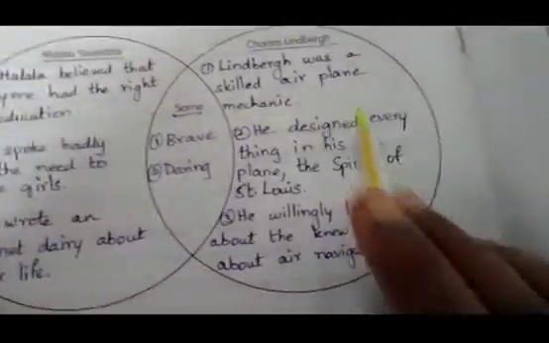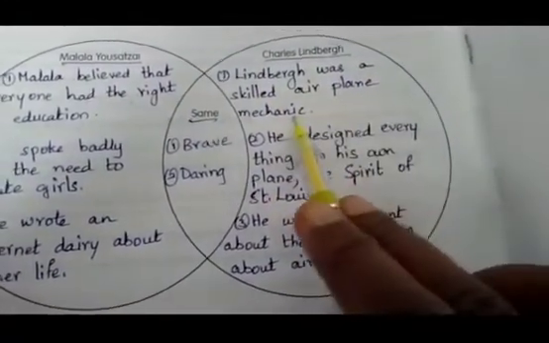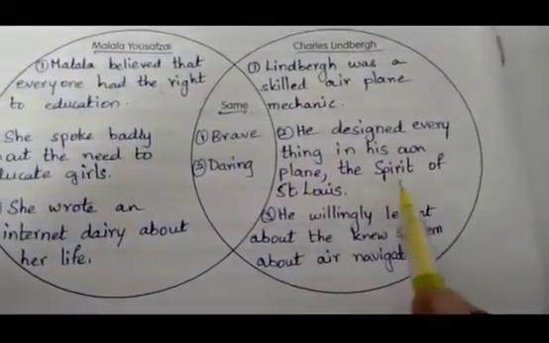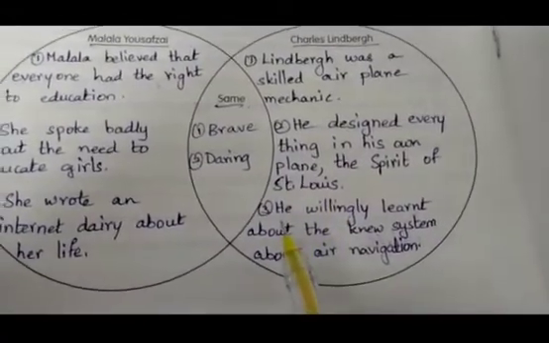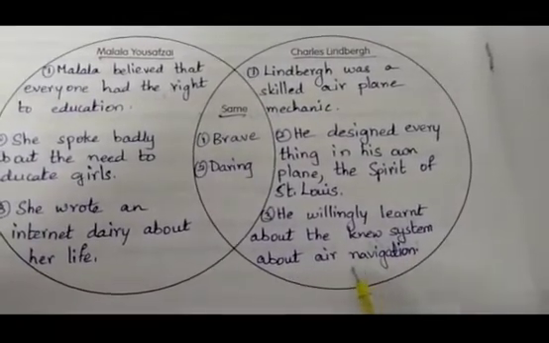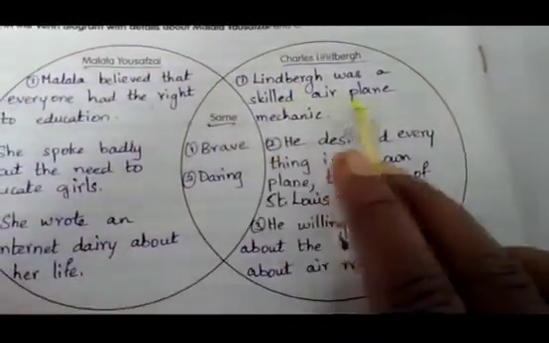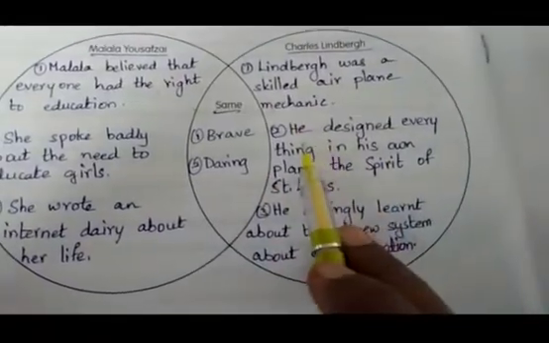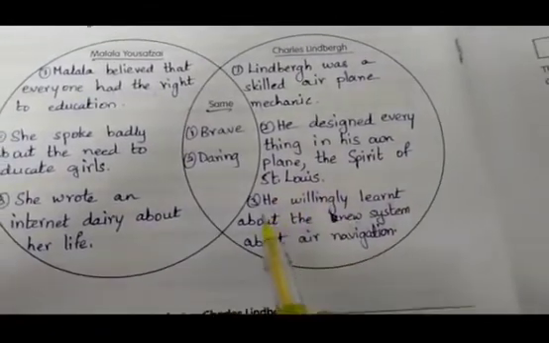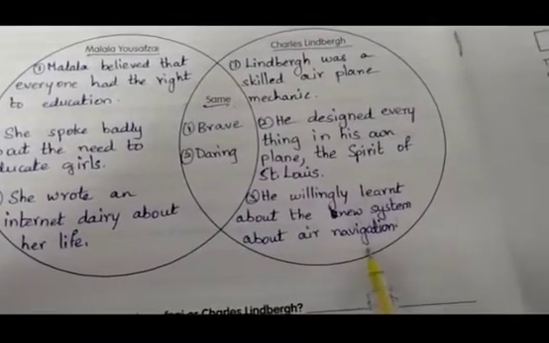Okay, and here I wrote about Charles Lindbergh. First point, Lindbergh was a skilled airplane mechanic. Second point, he designed everything in his own plane, the Spirit of St. Louis. Third point, he willingly learnt about the new system of air navigation. Sorry, children, this is new. Once again, I am reading. Lindbergh was a skilled airplane mechanic. Second point, he designed everything in his own plane, the Spirit of St. Louis. Third point, he willingly learnt about the new system of air navigation.